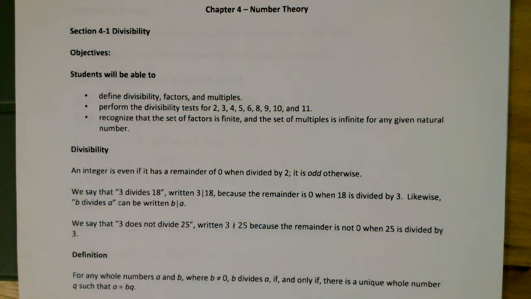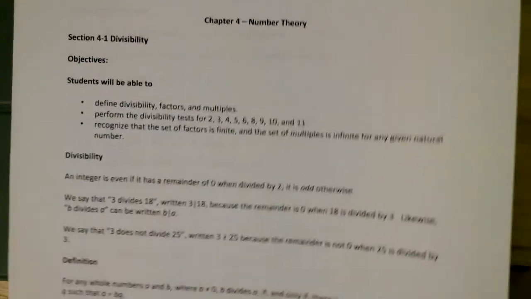Now, the first section of chapter 4 deals with divisibility. And in this section, we're going to define divisibility, factors, and multiples. Also, we'll perform the divisibility test for 2, 3, 4, 5, 6, 8, 9, 10, and 11. Then we'll recognize that the set of factors is finite and the set of multiples is infinite for any given natural number.